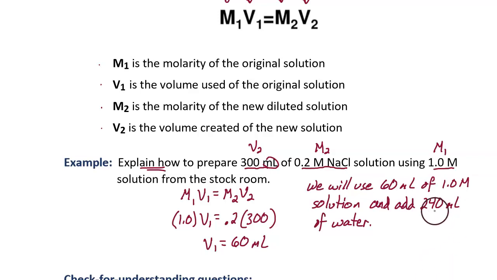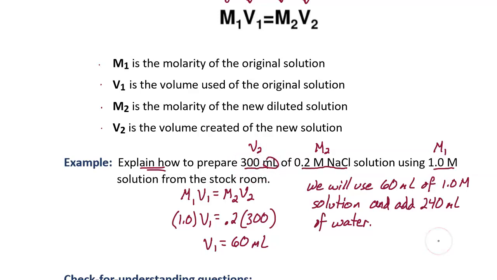Do you understand where the 240 milliliters of water comes from? We want to end up with a volume of 300 milliliters, and we're starting with 60 milliliters of a solution. 60 plus 240 more would make the 300 milliliters that we want to create.